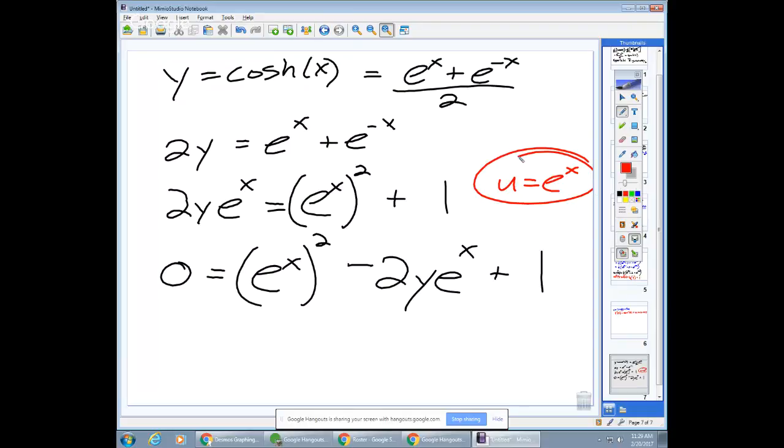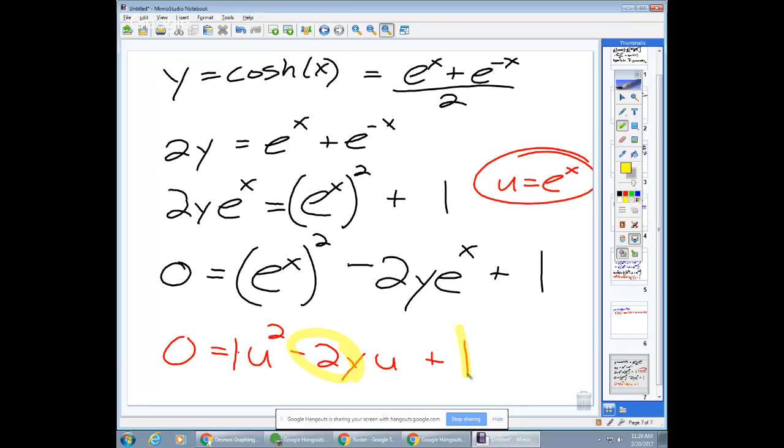Then this becomes 0 equals u squared minus 2yu plus 1. It is a quadratic equation in u, for which the quadratic formula is going to solve it. According to the quadratic formula, my a is 1, my b is negative 2y, and my c is 1.